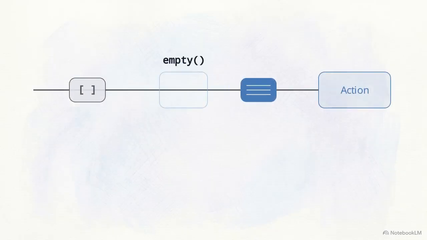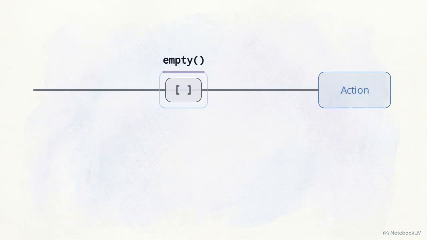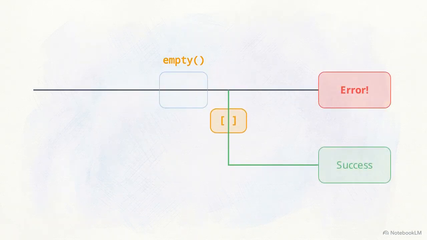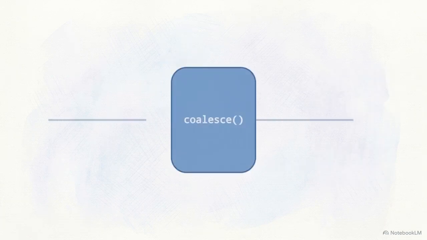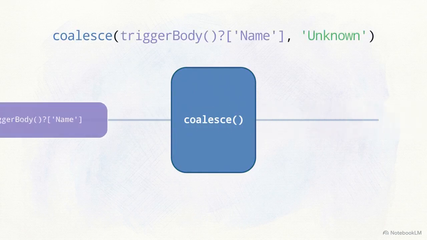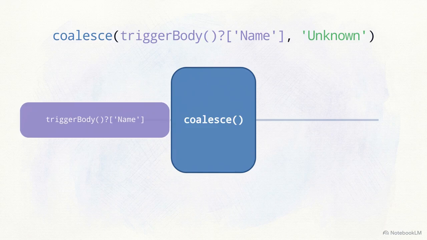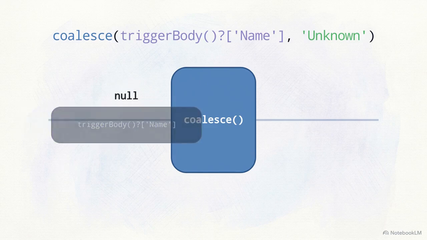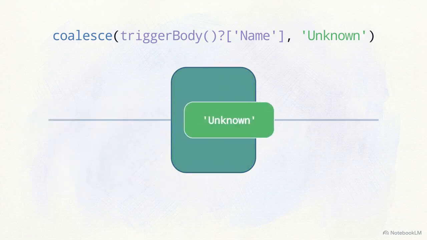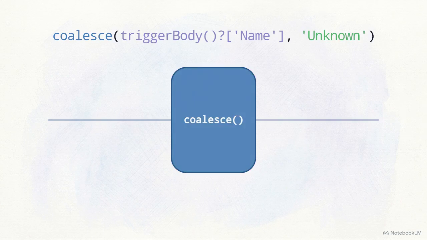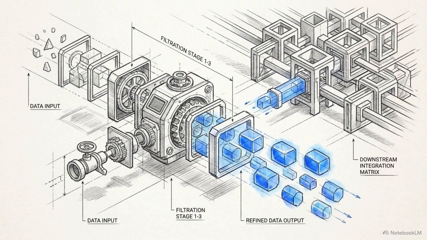The empty function evaluates whether a variable or output contains any data, allowing the workflow to identify structural gaps before they cause an error. The coalesce function acts as a defensive shield by evaluating a sequence of arguments. Here, the trigger body's name property is wrapped in coalesce. If omitted from the incoming API payload, the function returns the string unknown instead of a null error. Using these functions at the data ingestion layer catches errors before they can corrupt downstream systems.